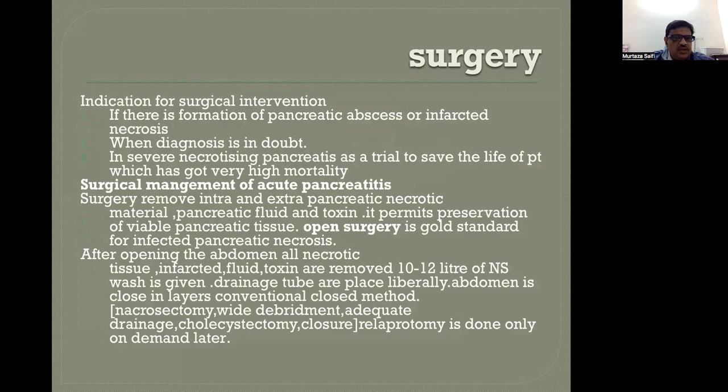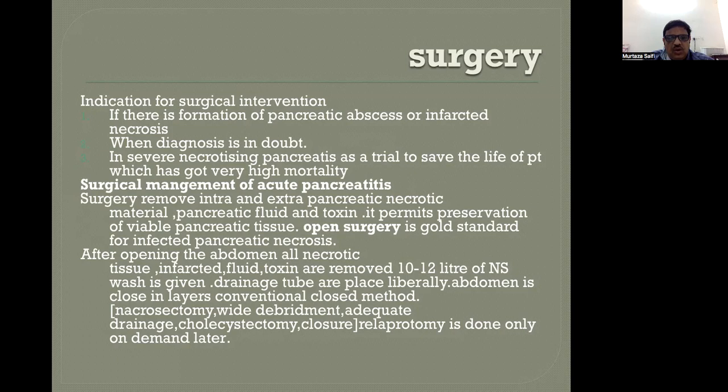Surgical treatment: indications for surgical intervention are the formation of pancreatic abscess or infected necrosis, or when the diagnosis is not clear. In these conditions we do surgical intervention. In severe necrotizing pancreatitis, as a trial to save the life of the patient, which has very high mortality, surgery removes intra- and extra-pancreatic necrotic material, pancreatic fluid and toxins. It permits preservation of viable pancreatic tissue.